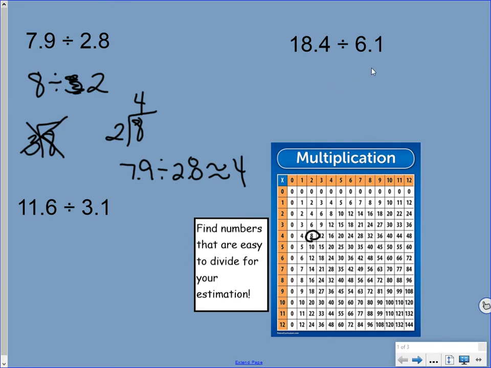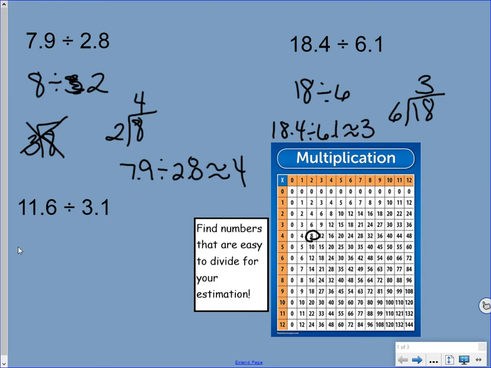All right, let's come over here. 18 and 4/10 divided by 6 and 1/10. Well, if I was rounding correctly, I would do 18 divided by 6. Does that work? Can I divide 18 divided by 6? Here I would look down the 6 column until I find 18. And I do, which tells me the answer is 3. So our estimation for 18 and 4/10 divided by 6 and 1/10 is about 3.